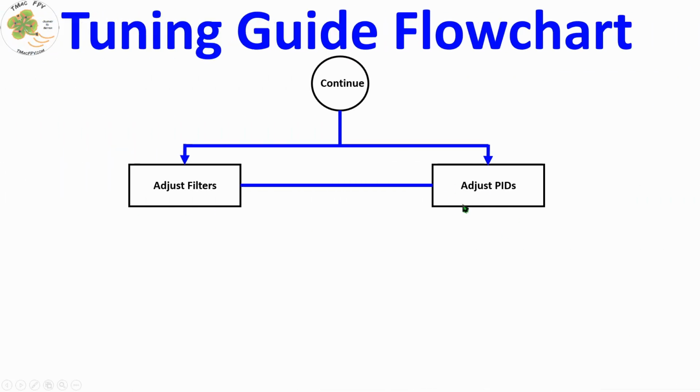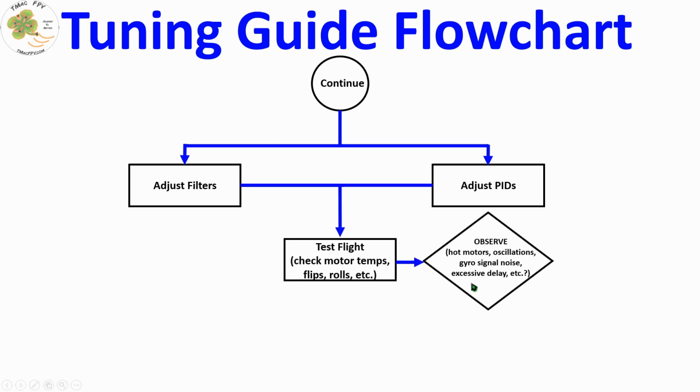Here's where we'll adjust our PIDs and maybe our low-pass filter settings to get our quad to respond to our stick commands the way we want it to, while minimizing significant oscillations and response delay. Then we'll take it out for a test flight after we've made any changes and observe through our FPV goggles and/or Blackbox Explorer if we're satisfied with our quad's performance. If we are, then we're done.